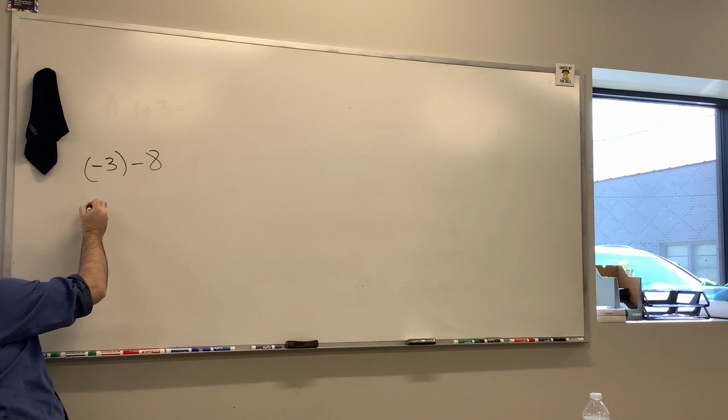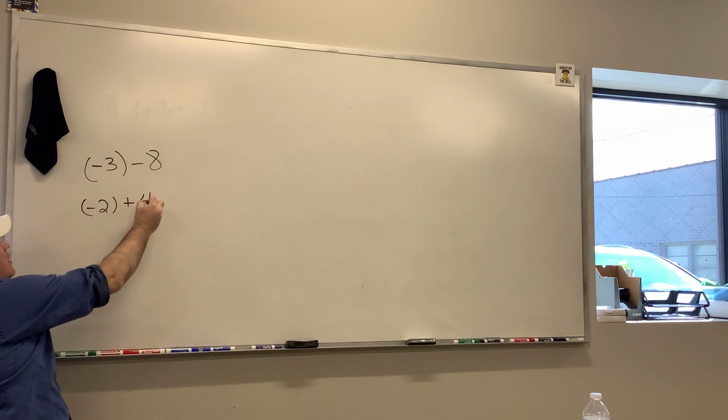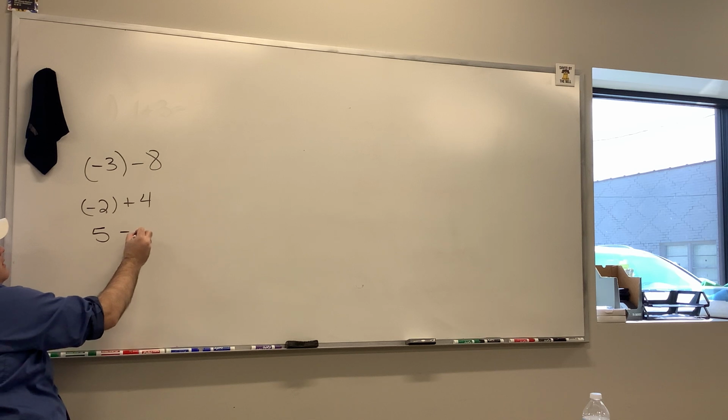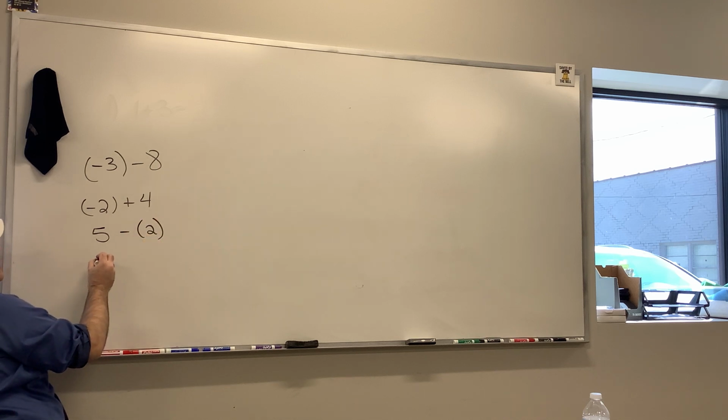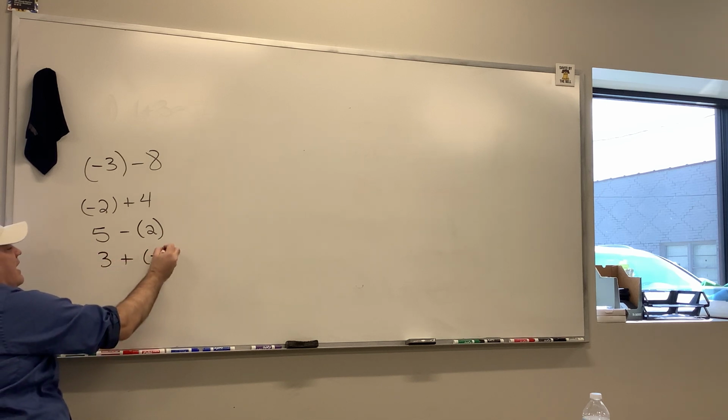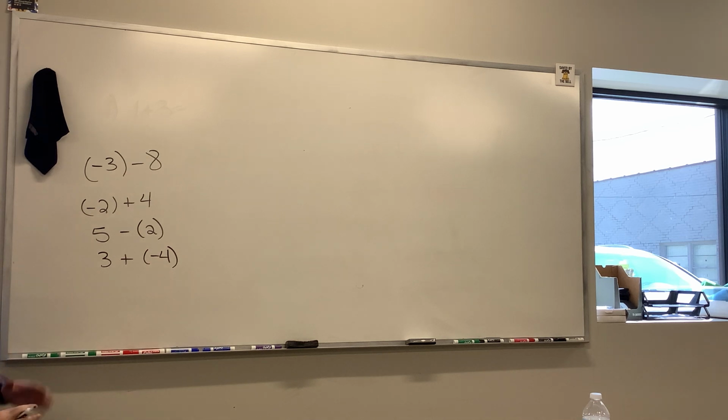So now we've got -2, let's do +4, and then let's switch where the parentheses are. Let's do 5 minus 2, okay, and let's do 3 plus -4. And this last one, I'm going to show you where it's different than all of them, okay?